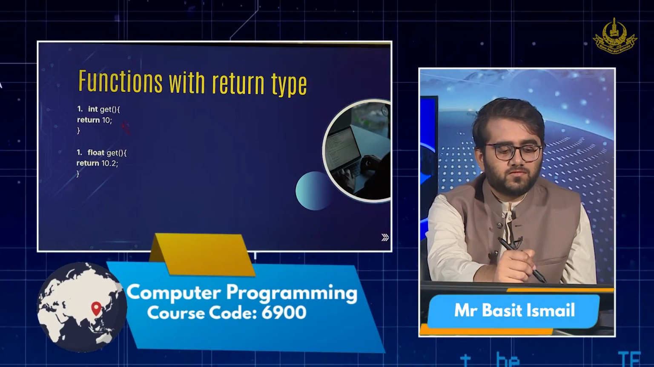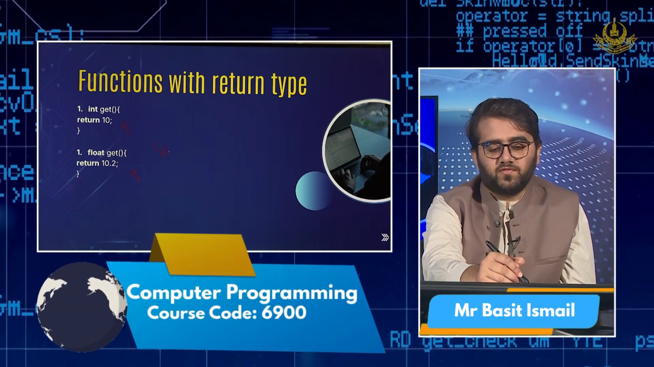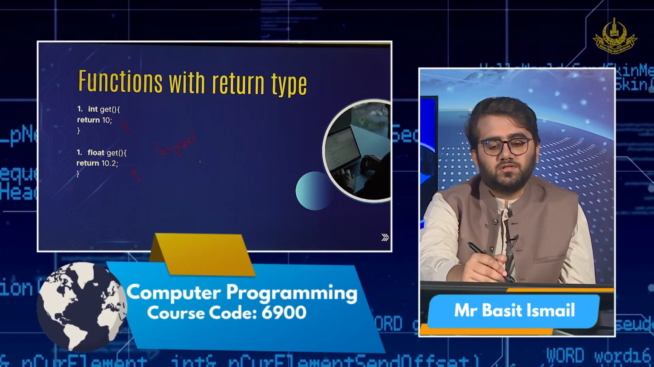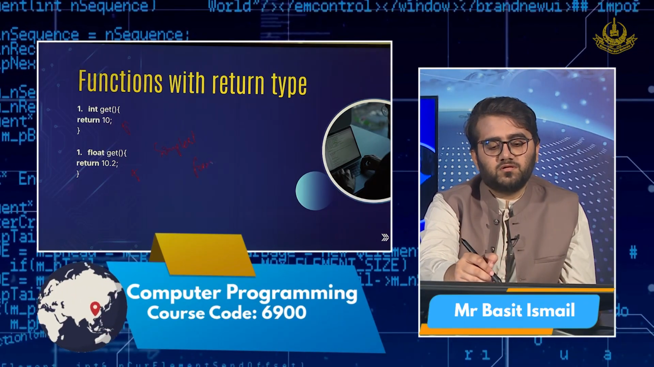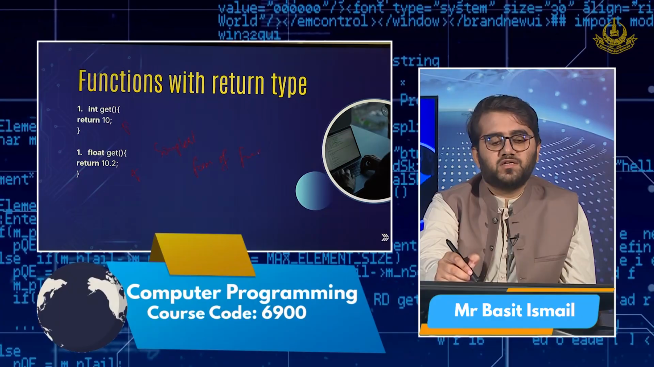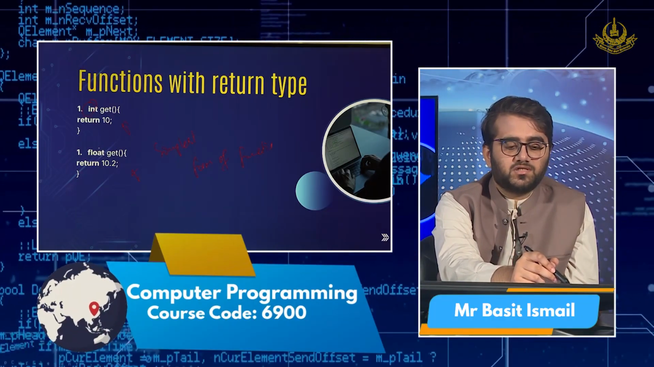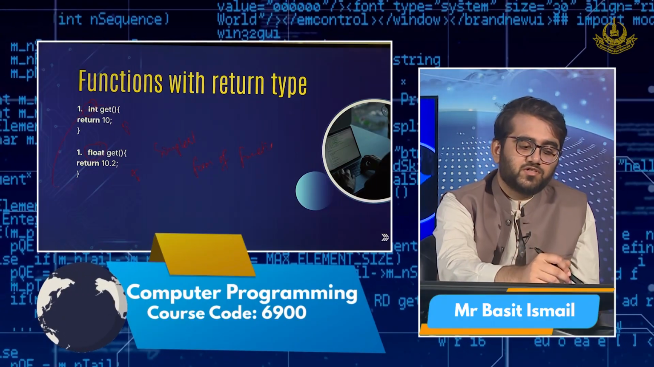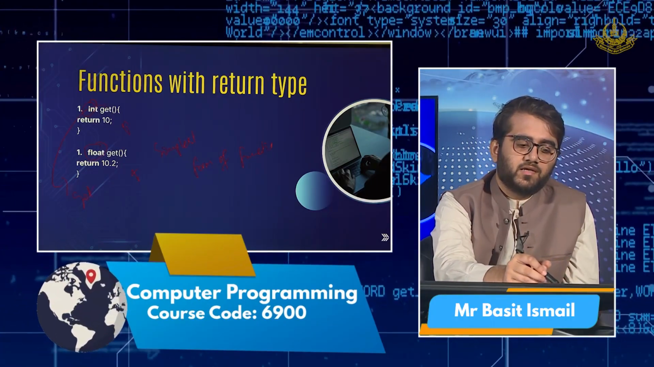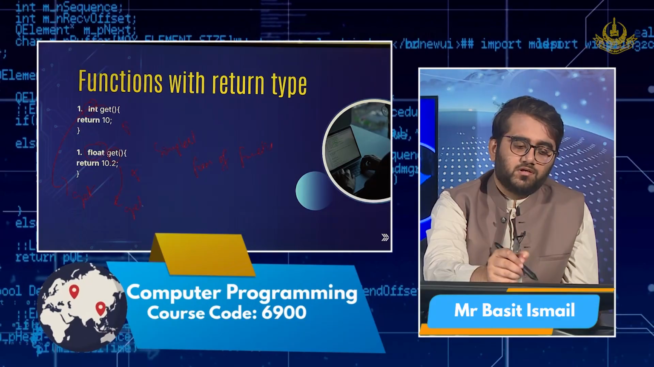Here we have the two simplest forms of functions, which are returning a value. The first function is returning int, and the second function is returning float. The name of the first function is get. You can use any name.